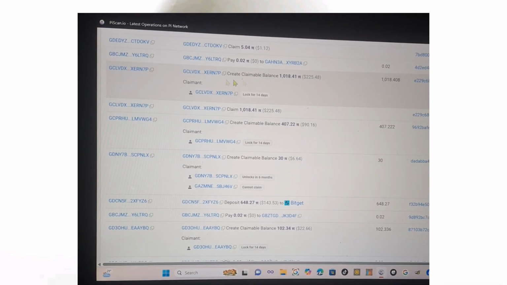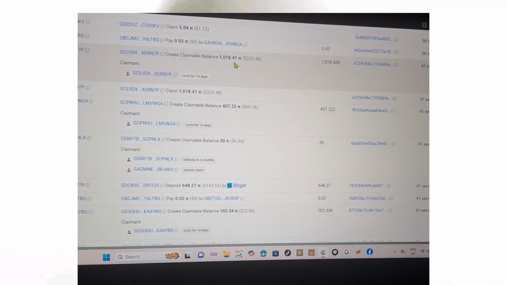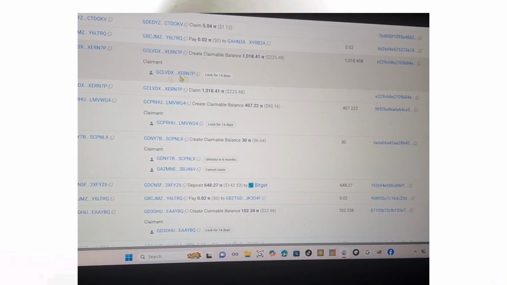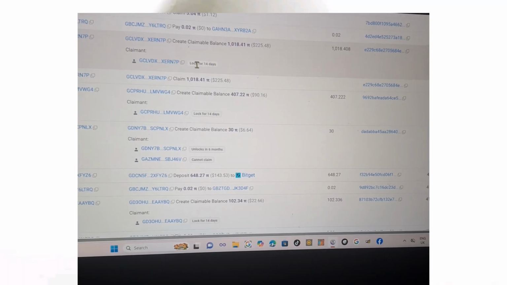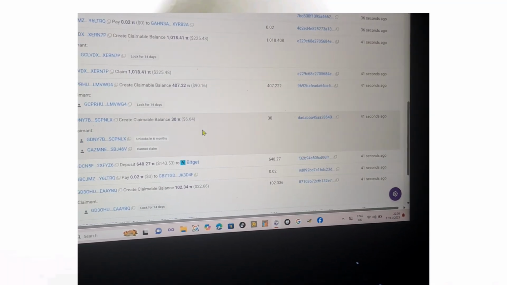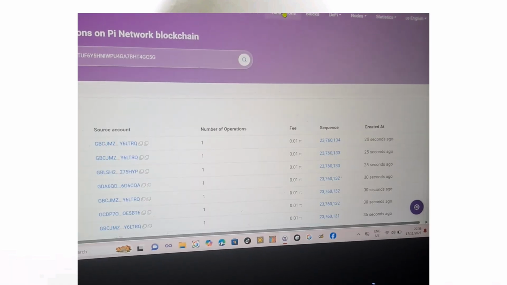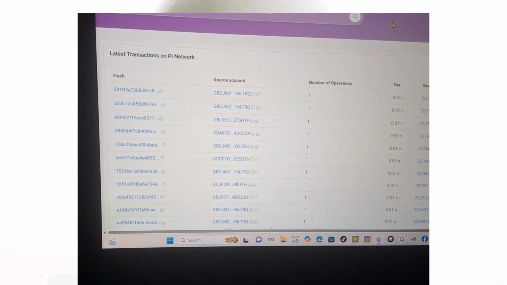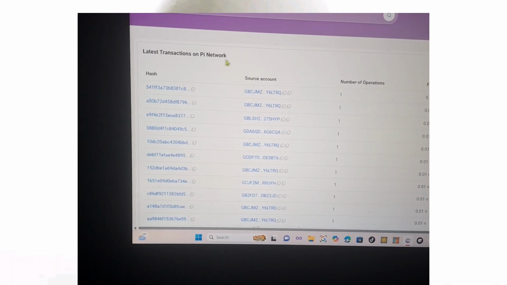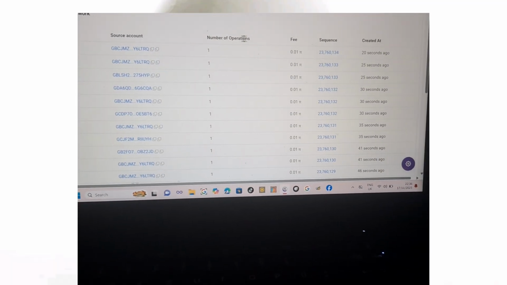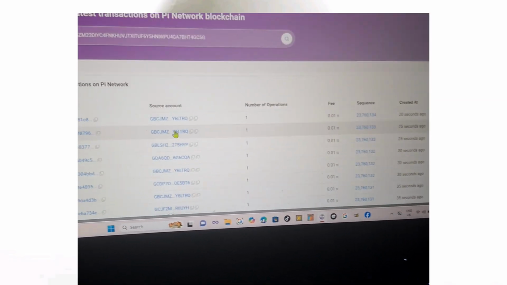You can see this wallet created a claimable balance of this amount, and the claimant is the same wallet, and it is locked for 14 days. This happened 41 seconds ago. Very good. So everything is recorded here. Also, we have here the transactions. So these are the latest transactions happening, the Pi network, the hash, source account, number of operations, the fee charged, sequence, and the time. So this is the time created. So everything is recorded here.